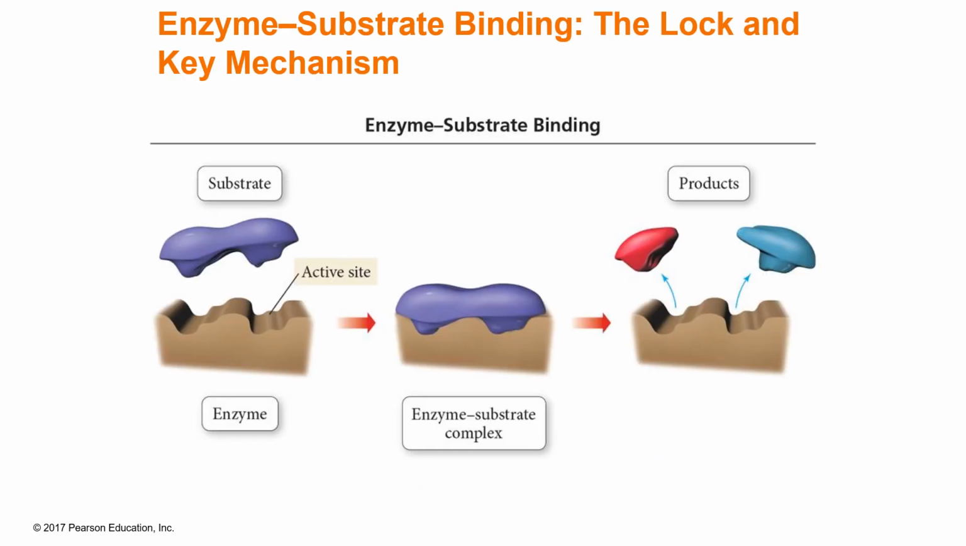This is sometimes referred to as a lock and key mechanism. The substrate has to have the proper shape in order to fit into the active site of the enzyme. Once it has entered the active site, it makes an intermediate of the enzyme substrate complex, which can distort or twist the molecule, which weakens the bonds and allows products to be formed.